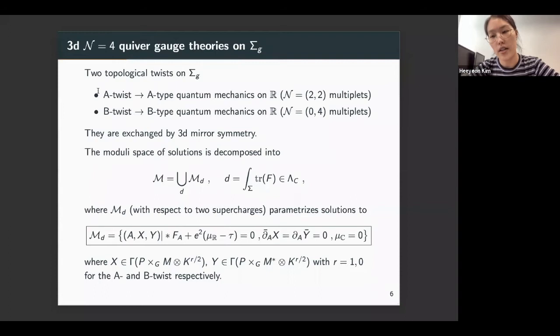And after the compactification, the moduli space of solutions is decomposed into a disjoint union labeled by the degree of the gauge bundle here, where this D can be thought of as integer valued in the character lattice of the Coulomb branch symmetry here.